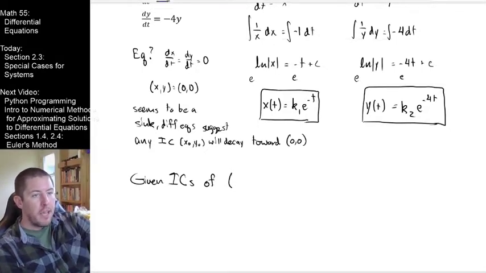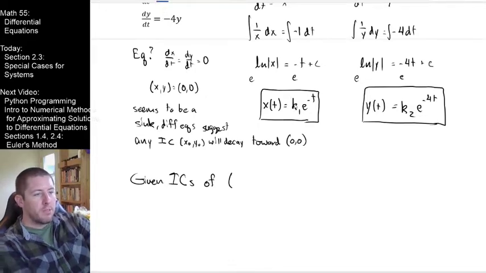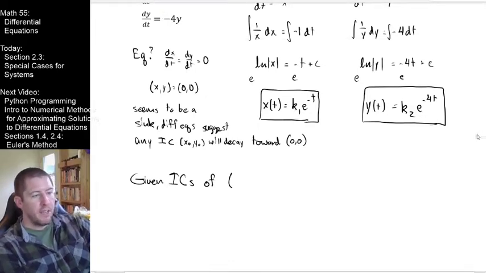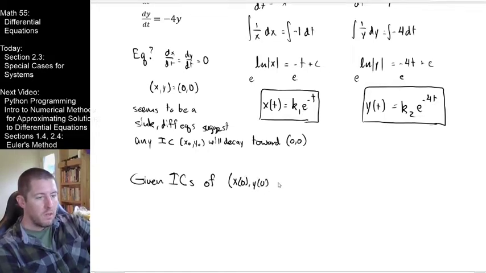And basically what I'm saying is, let's just pick some really easy values for k1 and k2 to make this as easy as possible. So I'm thinking we can look at some initial conditions like x of 0, y of 0 equals 1, 1. So this is saying when t is 0, x should be 1. When t is 0, y should be 1.